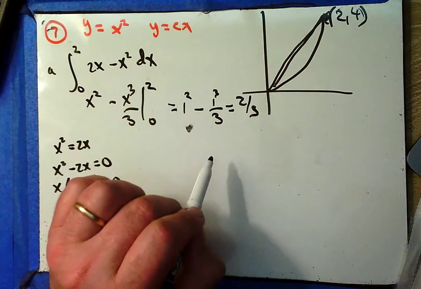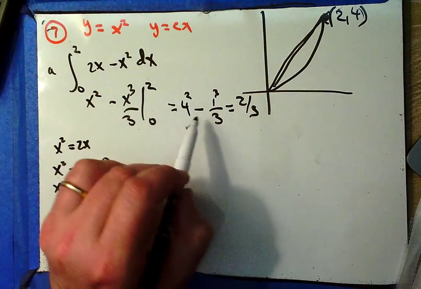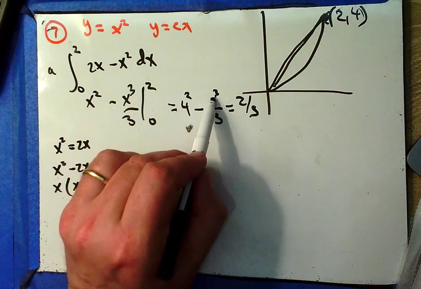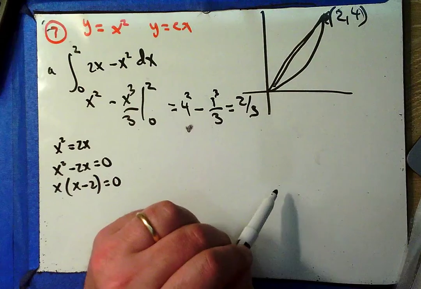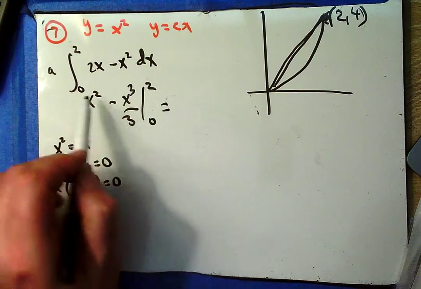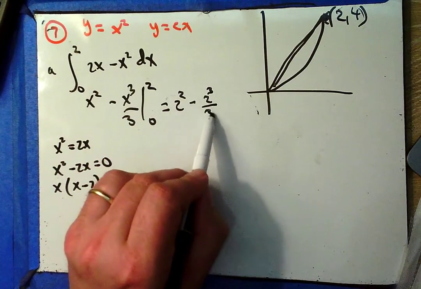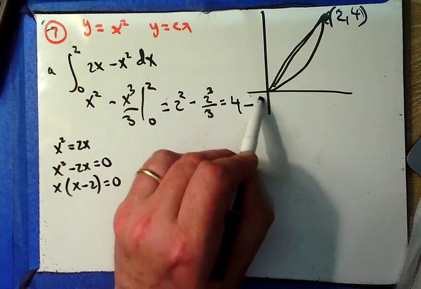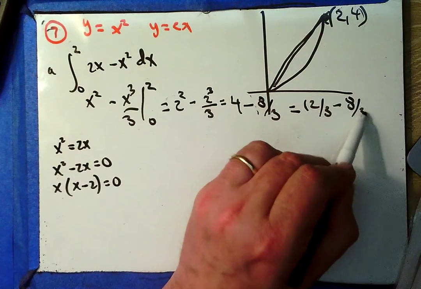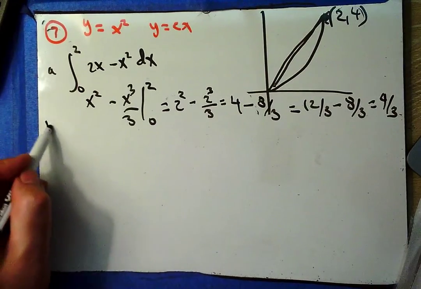I'm integrating to 2. 2 squared is going to give me 4. And then, no, that's still 1. Is that still 1? Come on, let's do this right. I put in zeros, nothing happens. So I put in 2 squared minus 2 to the third over 3. So I get 4 minus 8/3, which is 12/3 minus 8/3, or 4/3. Okay, there's part A. Part B.